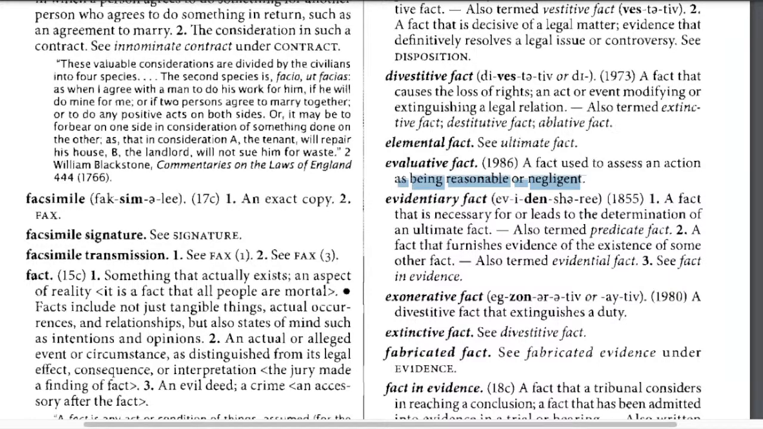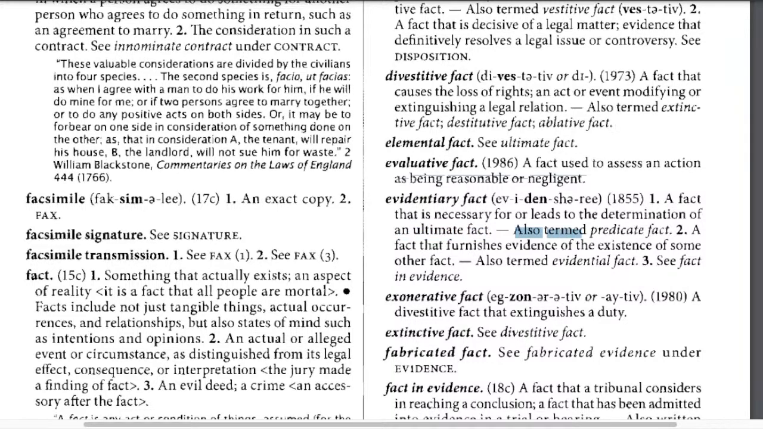How can we bridge between what's lawful and what's going to be objective and enumerated and measured in the legal context? And we use things like an evaluative fact to assess an action as being reasonable or negligent, and to what degree. Beautiful. Evidentiary fact. Evidentiary, 1855. A fact that is necessary for or leads to the determination of an ultimate fact. Can't wait to get to this one.